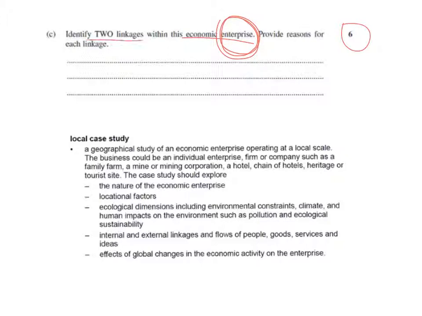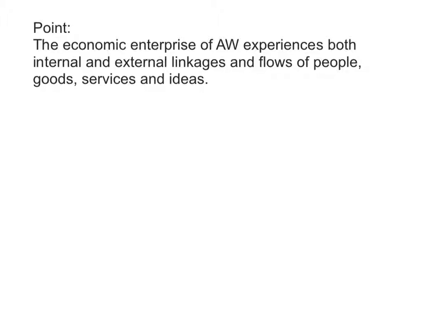So what we've got to do is we've got to look at 2 linkages. Obviously, this is coming from the enterprise here. You can see here, there's that link there. And the 2 linkages, we're looking at both internal and external linkages, and they can be of people, goods, flows and ideas. So I've written a short little sentence here. The economic enterprise of AW, which is the economic enterprise we look at, and I've just abbreviated there, experiences both internal and external linkages and flows, although that's not in the question, it is in the dot point, of people, goods, services and ideas.